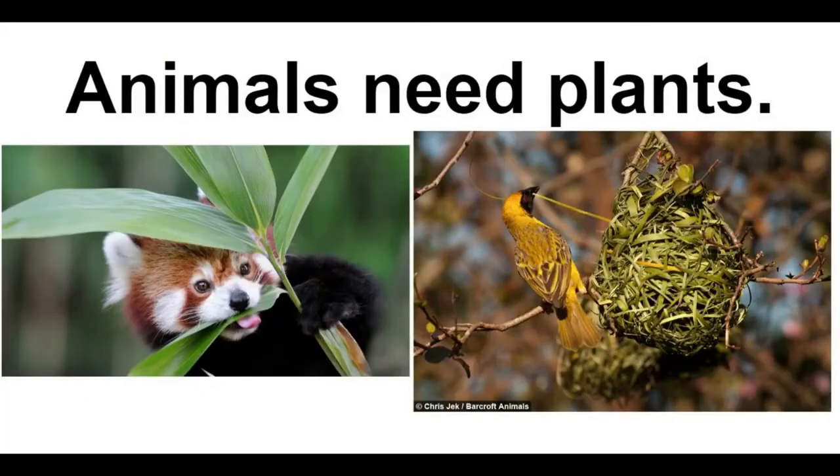Animals need plants. Animals eat plants, animals use plants for food, and animals use plants for shelter. They hide in plants, they have camouflage to hide in plants, and they make their homes out of plants, like a bird makes its nest out of twigs and leaves.